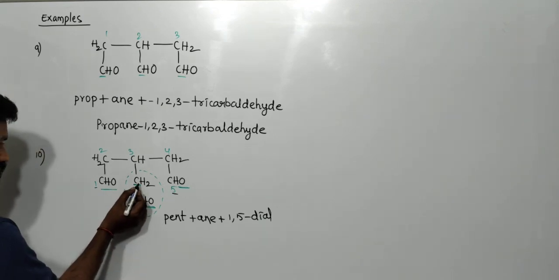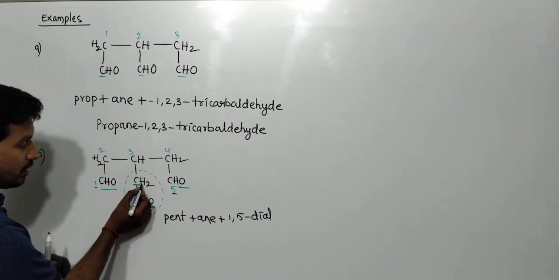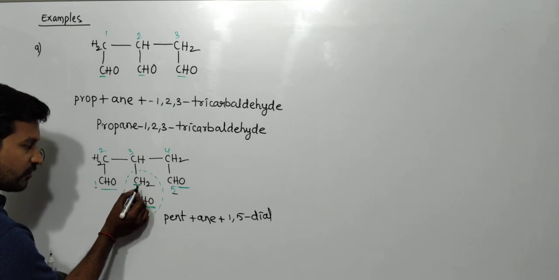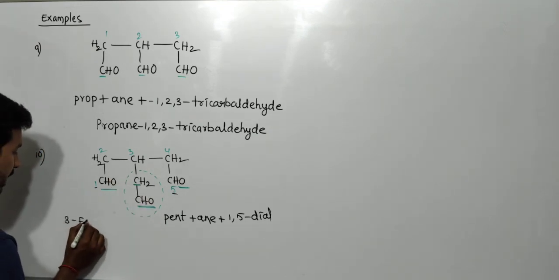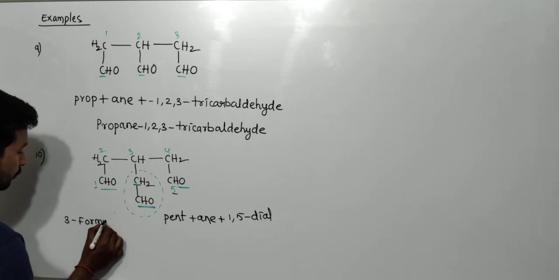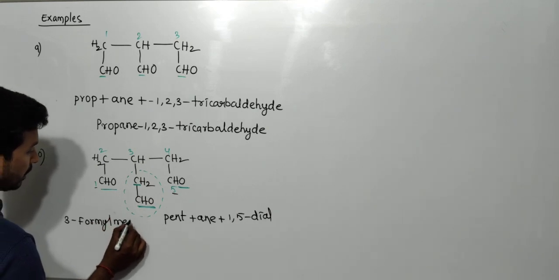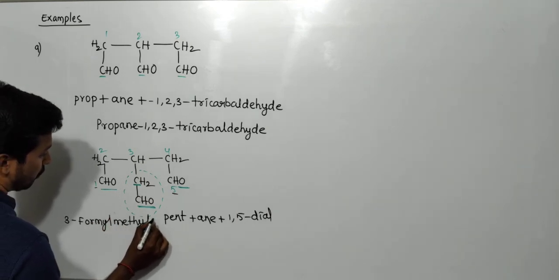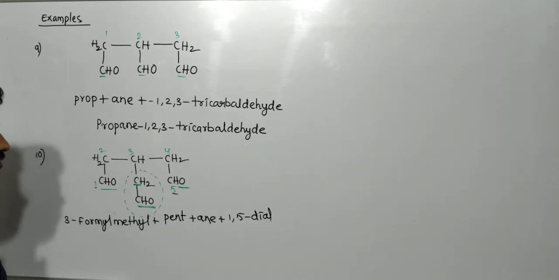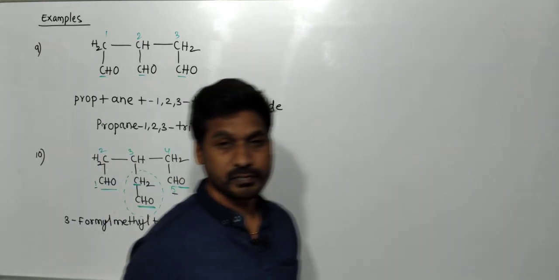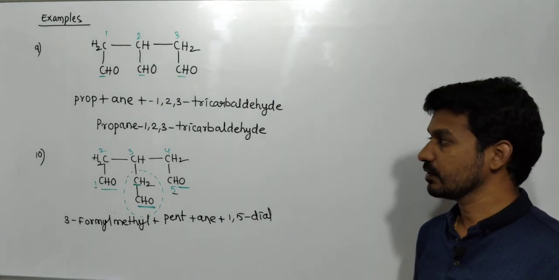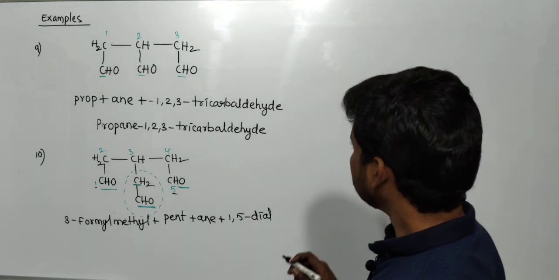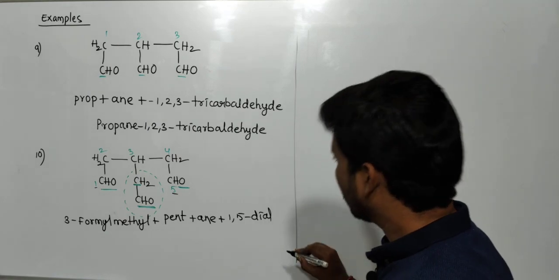If it is CH3, we write methyl. Formyl group attached to methyl, formyl methyl at the third position. So 3-formyl methyl pentane-1,5-diol. By adding all those, you get the IUPAC name of that molecule. Hope you understood well. Next, continuation, taking next example.